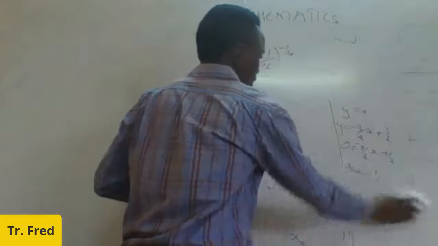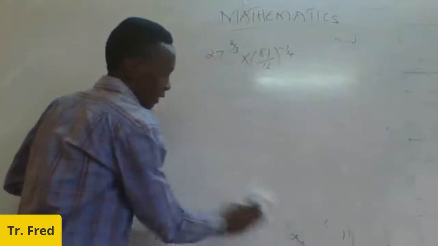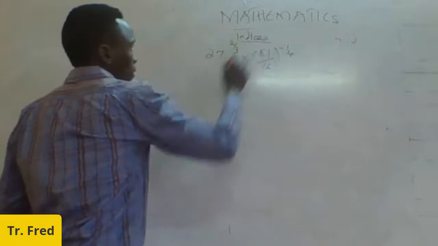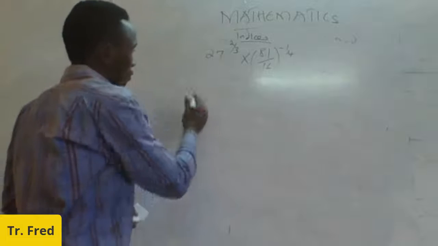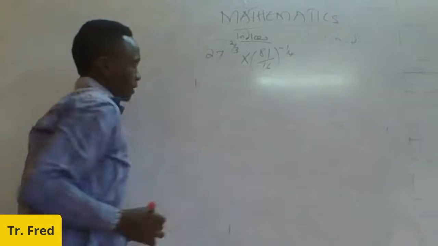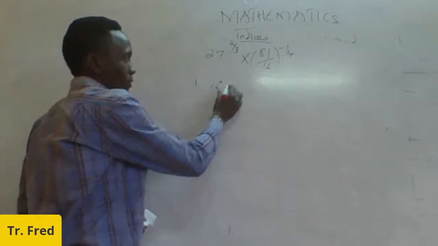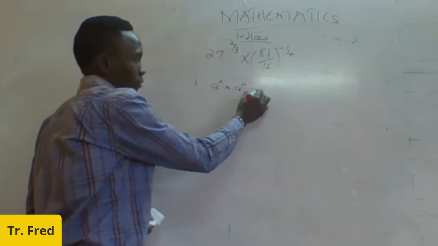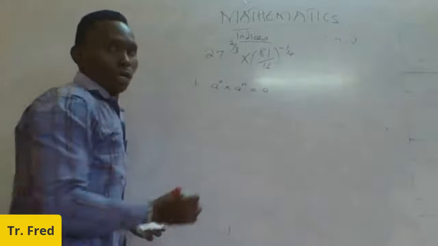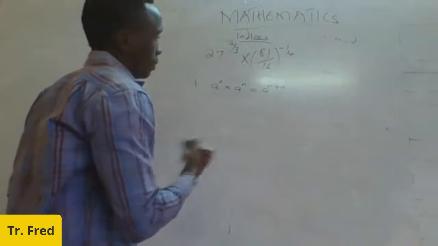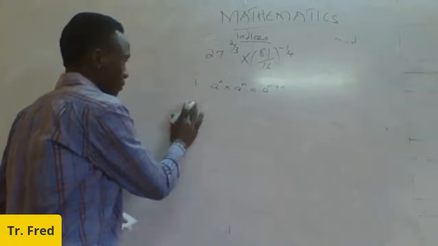We have said the question is testing on indices and the laws of indices. The laws of indices: law number 1 says that a power n multiplied by a power n will be equal to a power n plus n, or simply a power 2n.